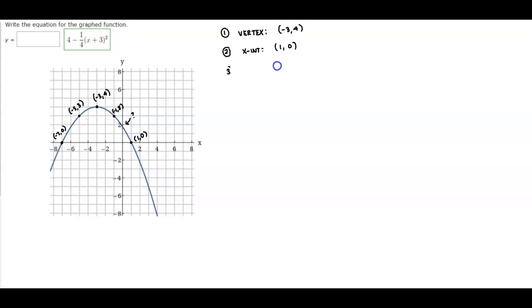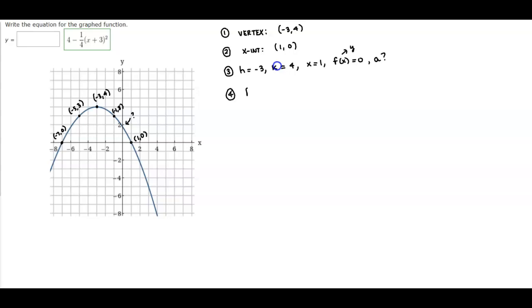So let's go ahead and label our points. We know that h is going to equal -3. We know the value of k is equal to 4. We know the value of x is going to equal 1. And we know the value of y, or f of x, is going to equal 0. And so we're going to find a.